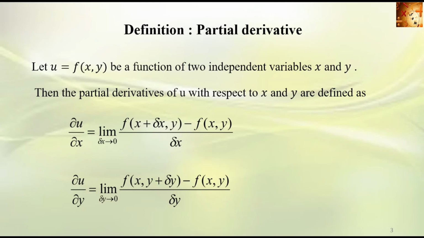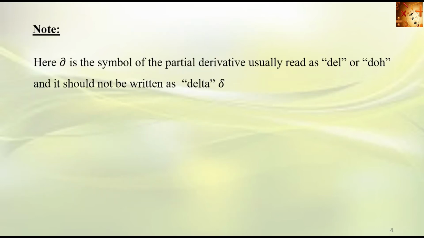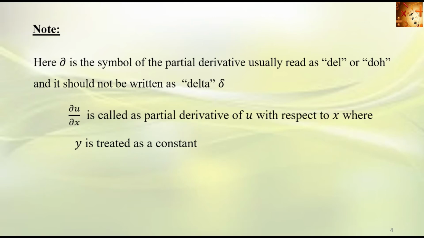If there are two independent variables, then we get the partial derivatives as dou u by dou x and dou u by dou y. This is the formal definition of partial derivatives in terms of limits. Here the symbol for partial derivative is usually read as del or dou. It should not be written as delta, which means a change. The partial derivative notation is dou or del. That is, dou u by dou x is called the partial derivative of u with respect to x.